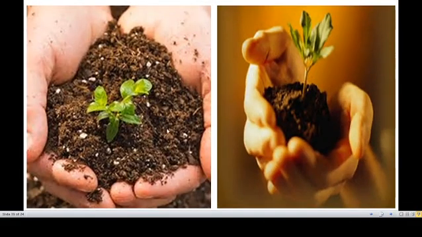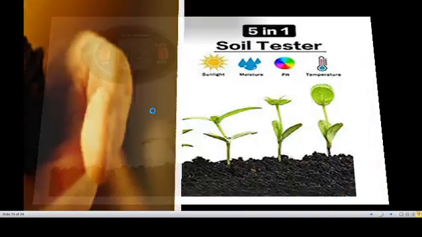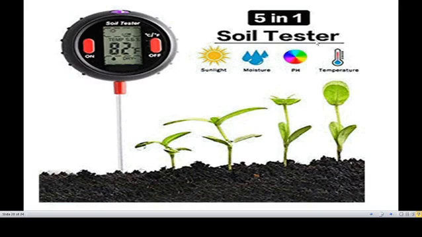This is the pH value of a soil. This is important for plant growth. What is the pH value of the soil? This is tested by this soil tester.